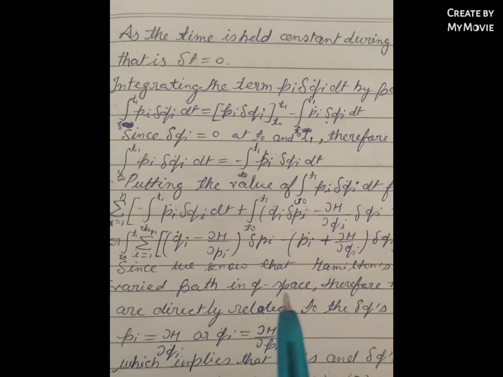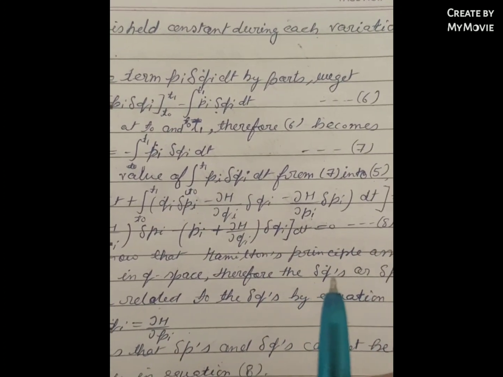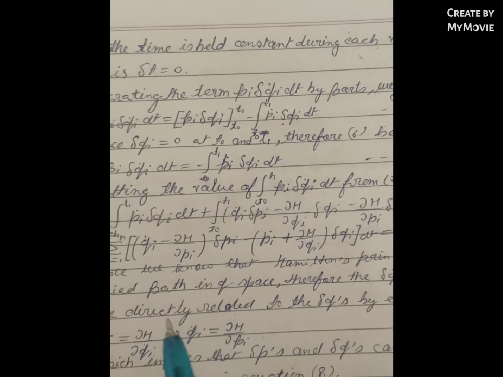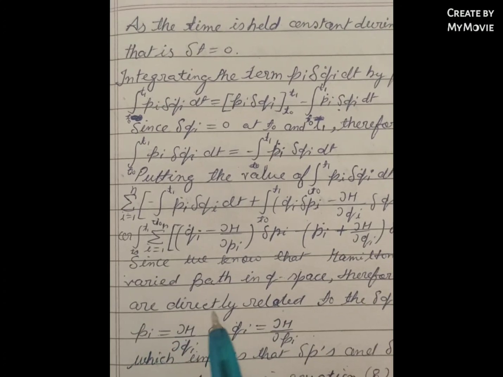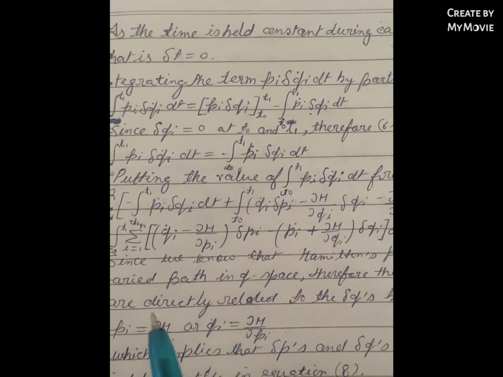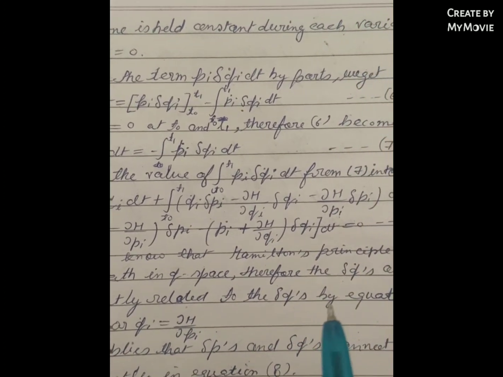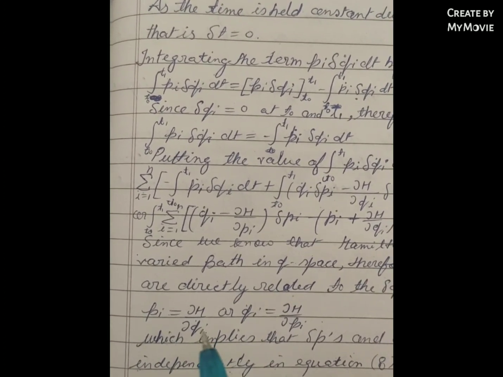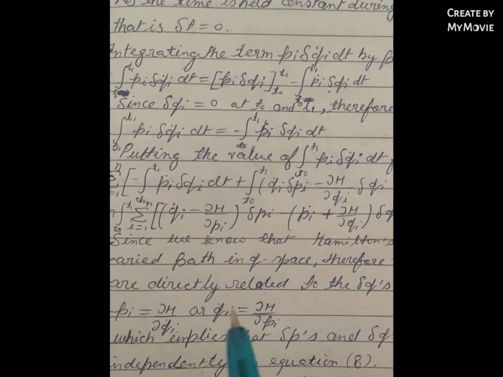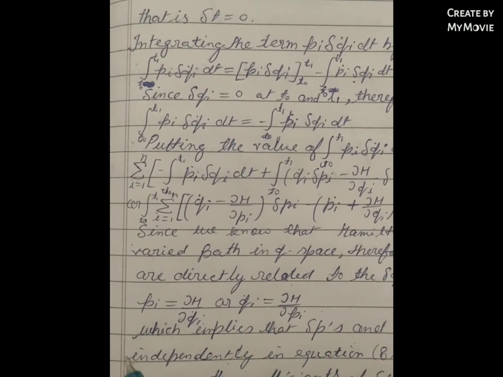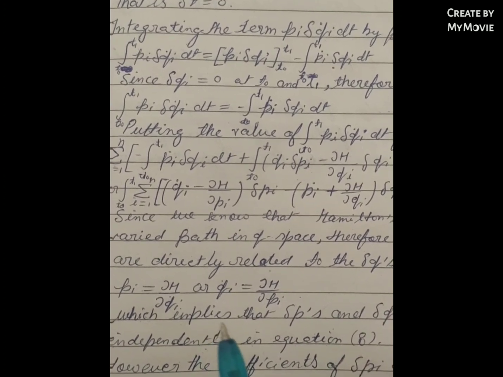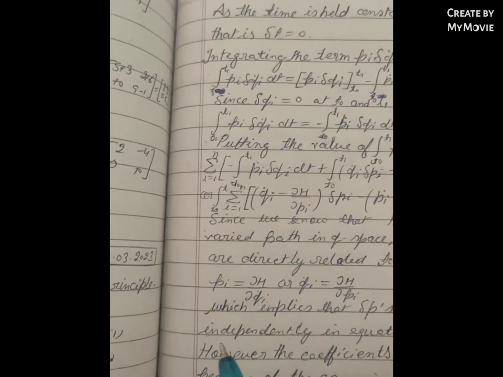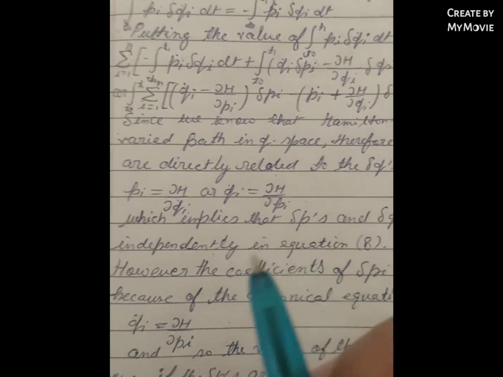Since we know that Hamilton's principle assumes varied paths in q space, therefore the δq̇'s and δp's are directly related to the δq's, and by equation p_i = ∂L/∂q̇_i, or q̇_i = ∂H/∂p_i, which implies that δp's and δq's cannot be chosen independently in equation 8.